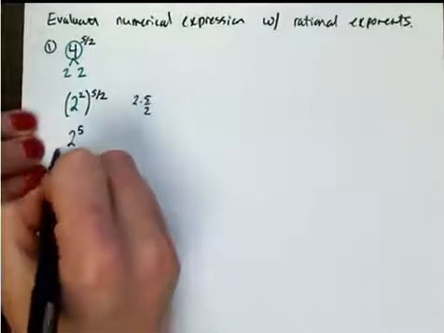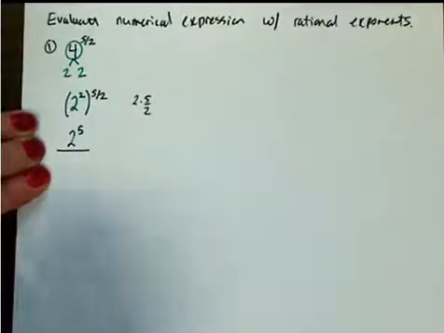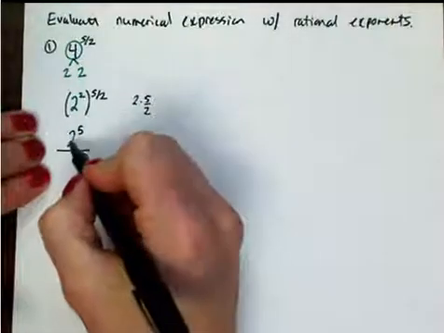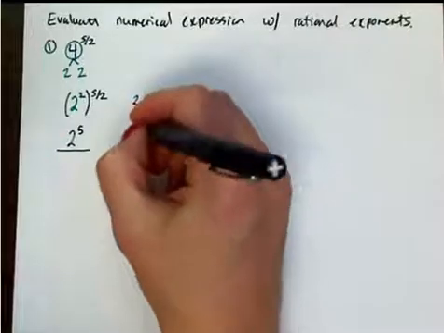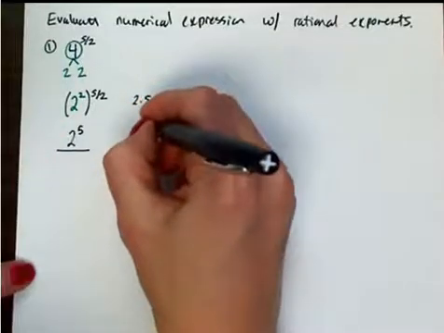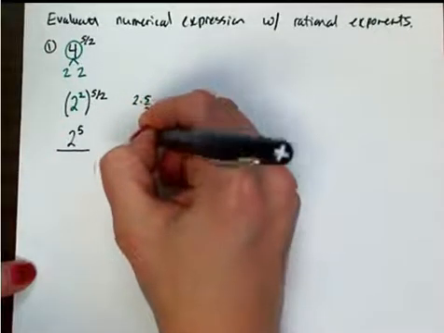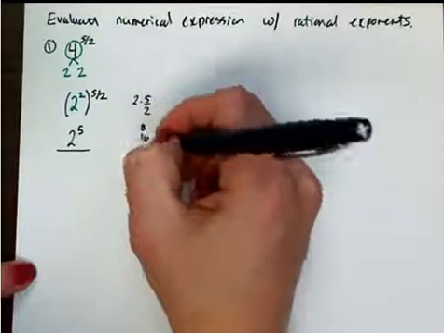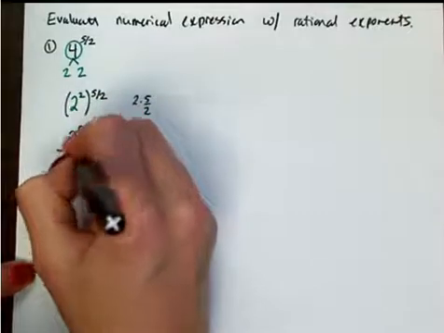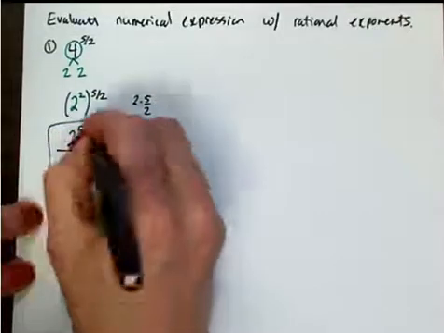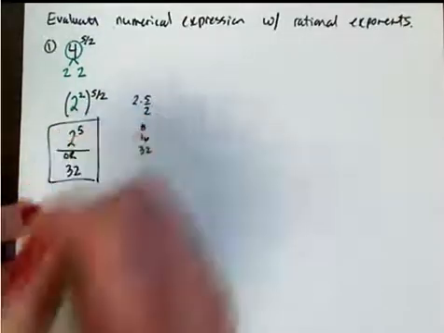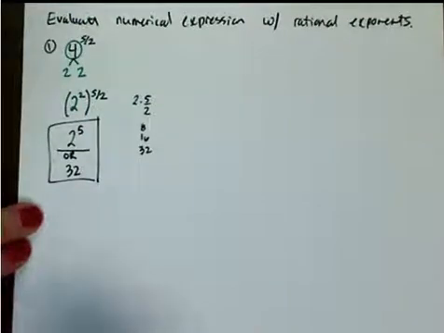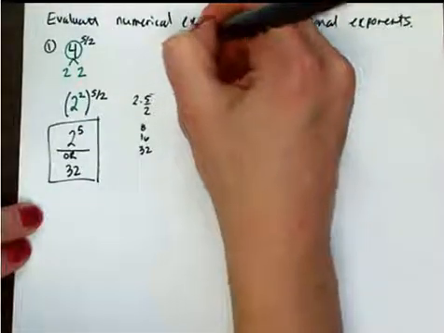Now I can either leave this in exponent form, or I can actually evaluate 2 to the 5th power. Just 2 times 2 is 4, times 2 is 8, times 2 is 16, times 2 is 32. Okay, so 32, or 2 to the 5th. Both are acceptable answers. So let's go ahead and look at another one.